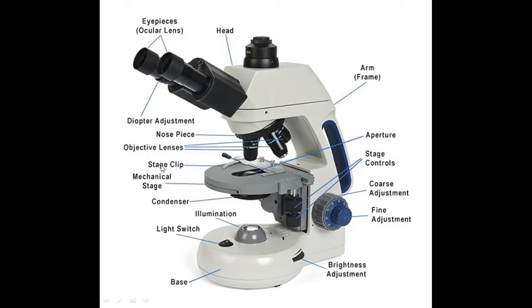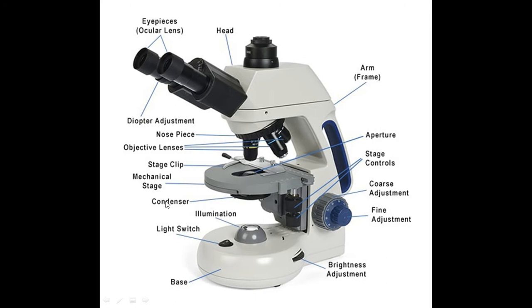We also have the stage clip. The stage clip is basically used for holding the slide in position. The stage clip holds the slide in position, so it works together with the stage to hold the slide. The slide is where you put your specimen or the object for viewing. We have a mechanical stage, which is a very rigid object. Here is where we put the slide before it is being clipped by the stage clip. So the stage together with the clip work together to hold the slide in position.